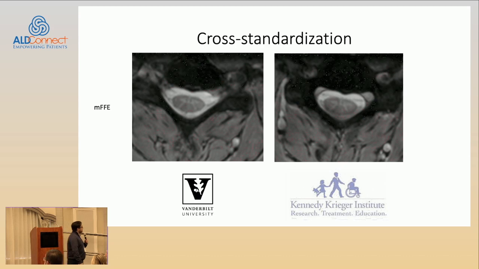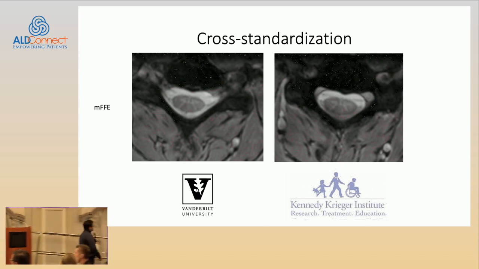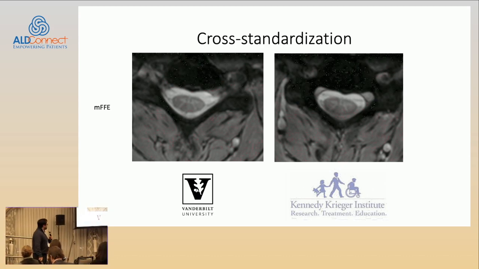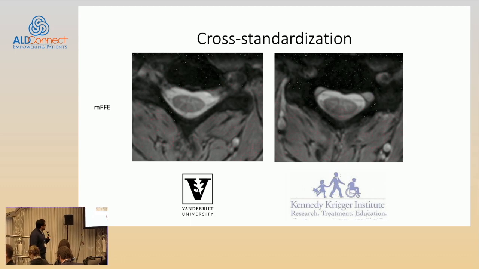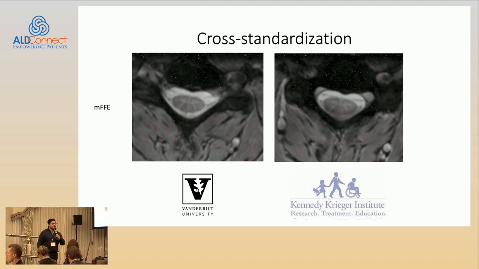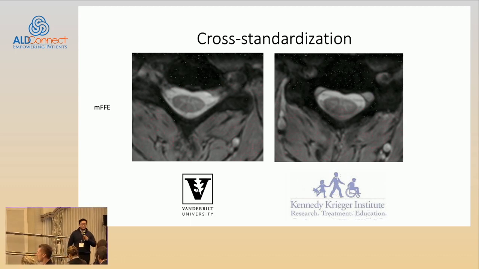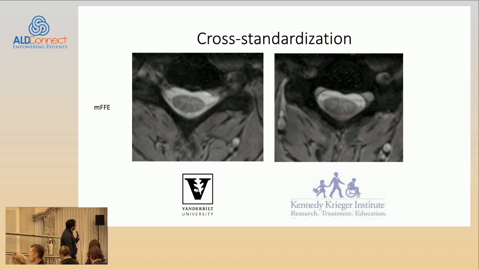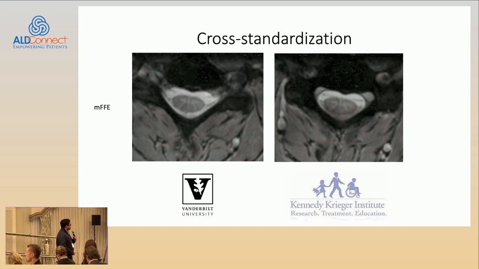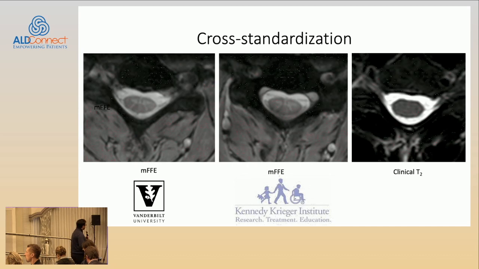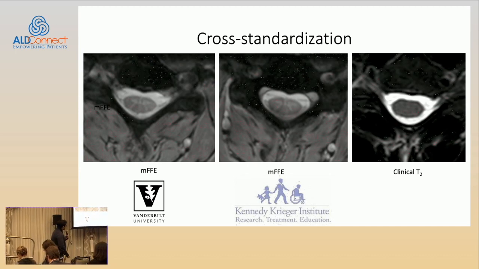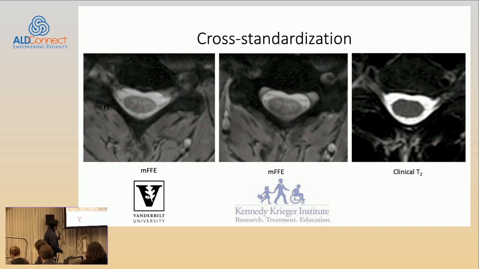I'd like to show the similarities between a scan done at Vanderbilt University on the left and at Kennedy Krieger on the right. Again, this is the MFFE. The discrimination between white and gray matter is much better than T2. We've also started looking at the comparison to the same registered, so the exact same height. We're looking at the same thing as a T2.